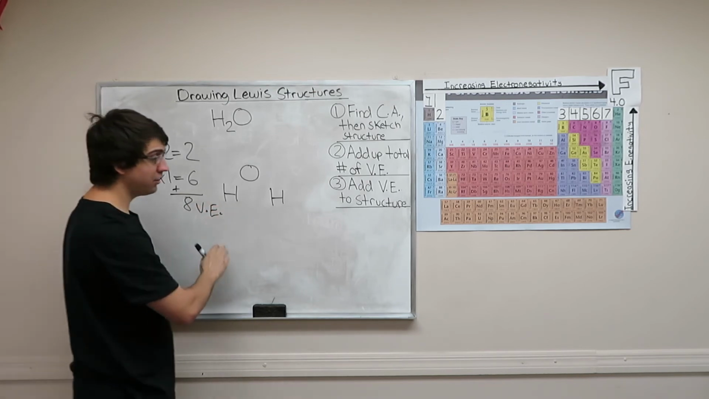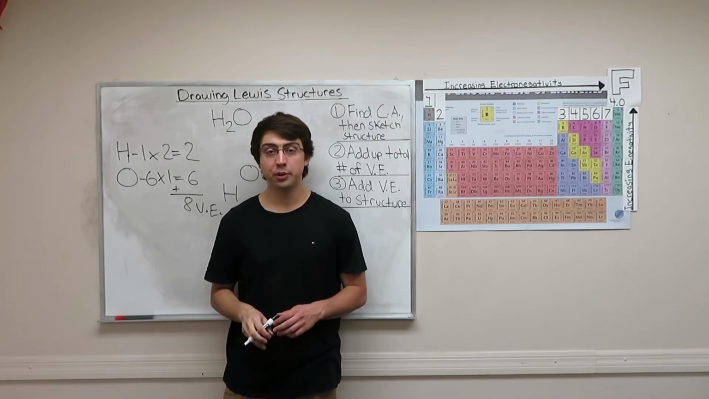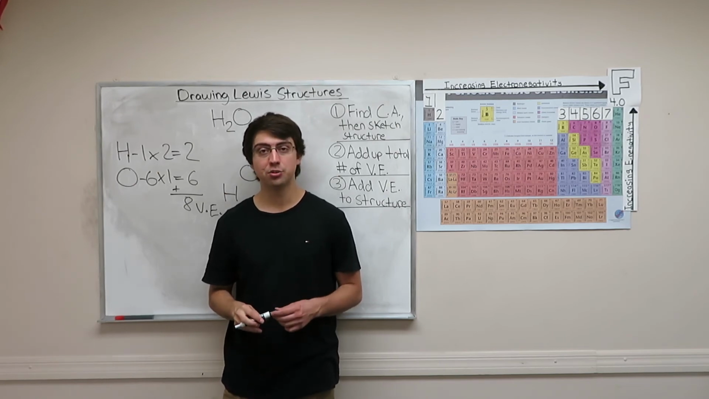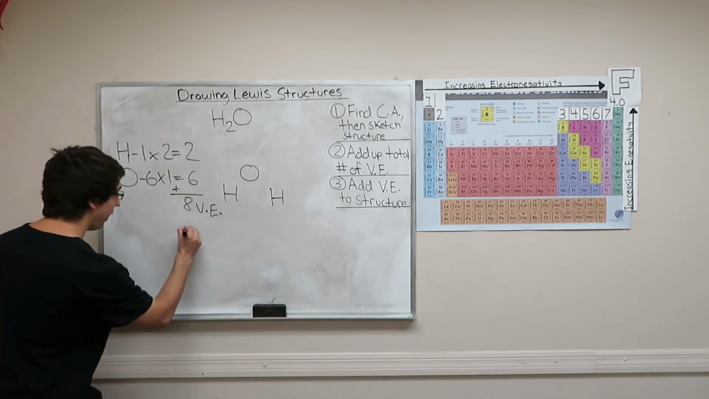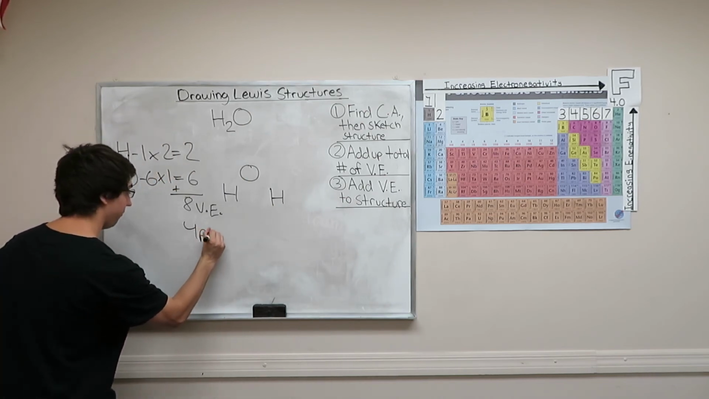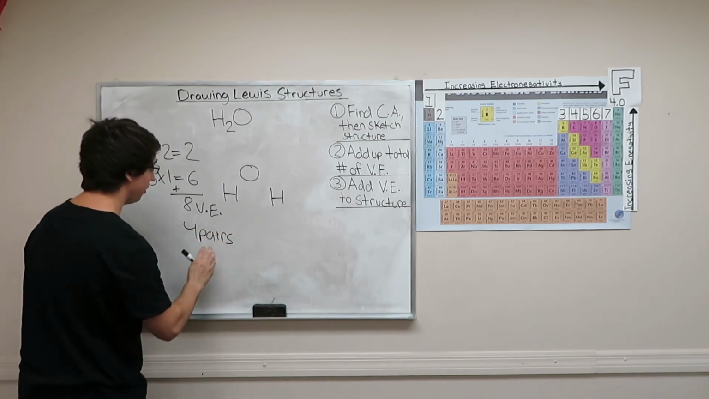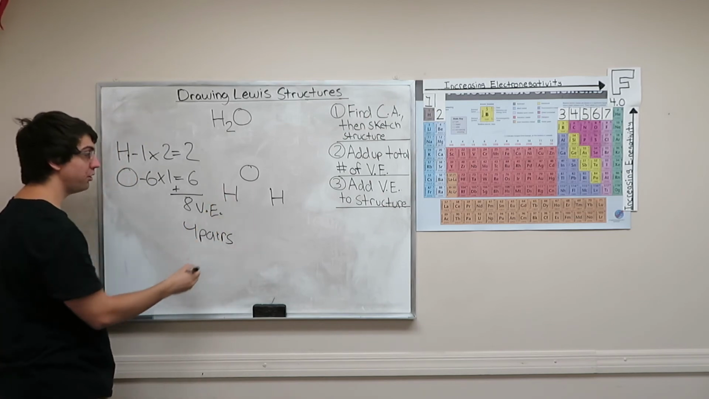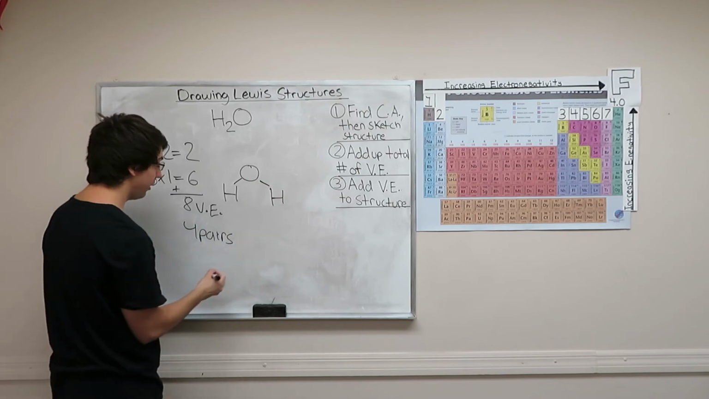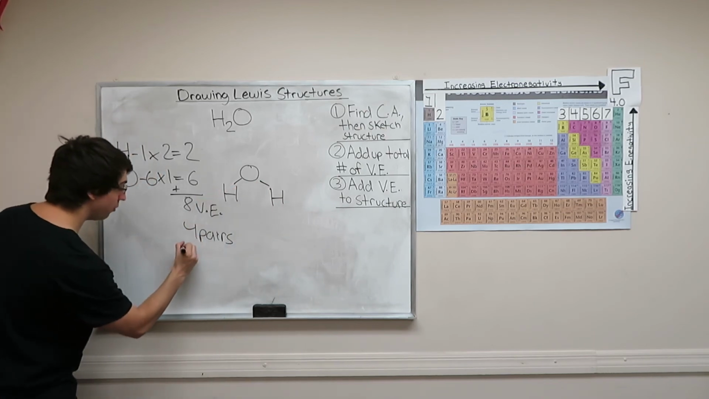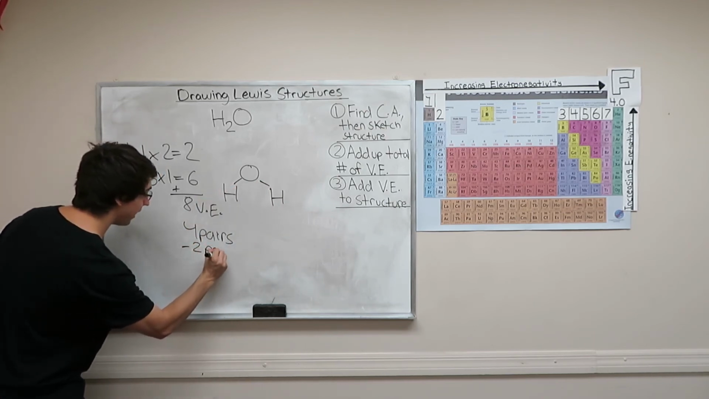And ultimately, these valence electrons are going to form pairs. So instead of saying we have 8 valence electrons, we can say that we have 4 pairs of valence electrons. So I'm just going to write 4 pairs right here. So we got 4 pairs. The first thing I'm going to do is connect these with a pair. We got 1 pair and 2 pair. And just by connecting them, we use 2 pairs. So I'm going to subtract that.